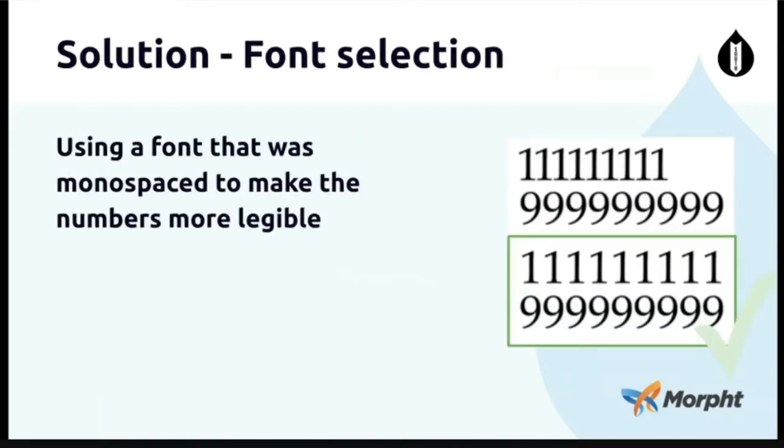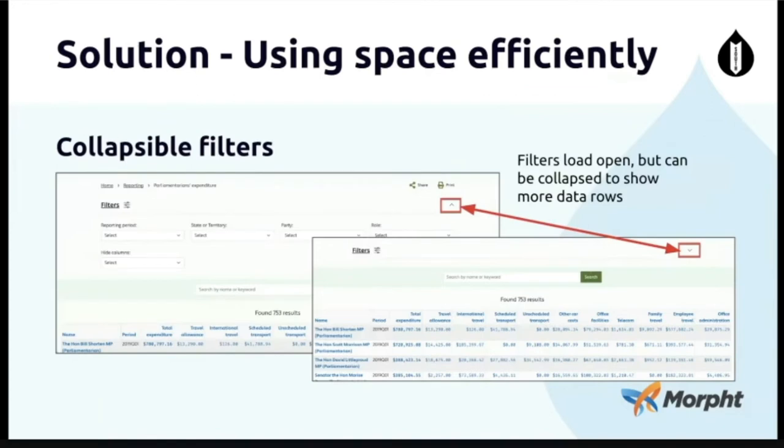Some of the things that we looked at and implemented included font selection. We introduced monospace fonts for numeric characters, and this made the data within the table structure more legible. We introduced filters and facets, and these could be collapsed. When you visit these pages, they load expanded so that you can see them, but then you can crunch them down so that you can see more data in the browser window.